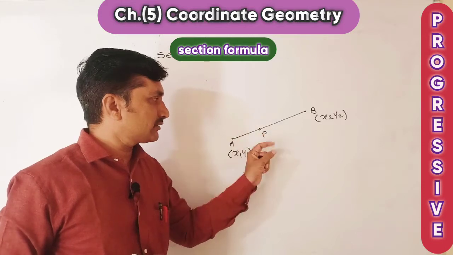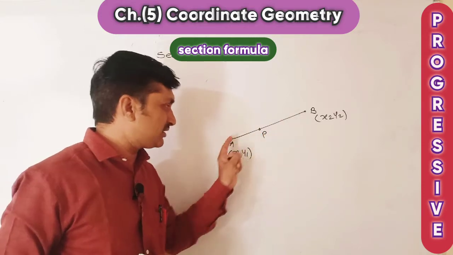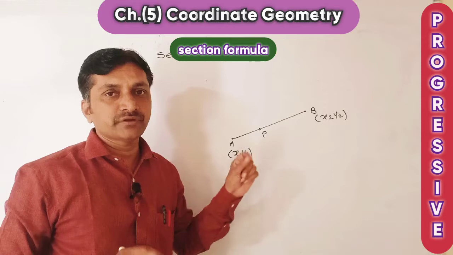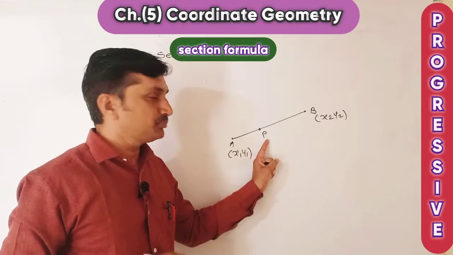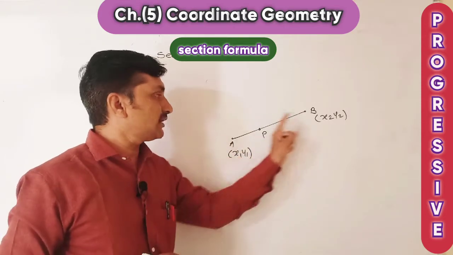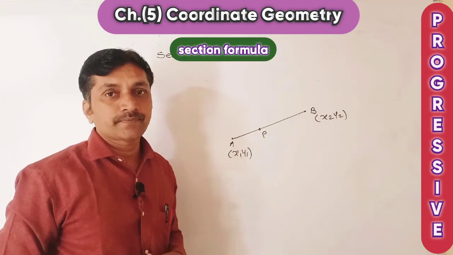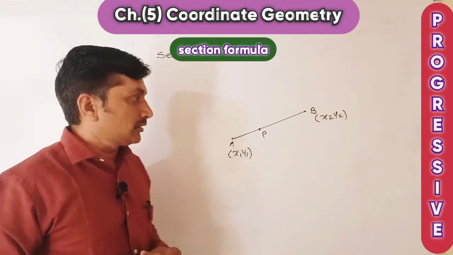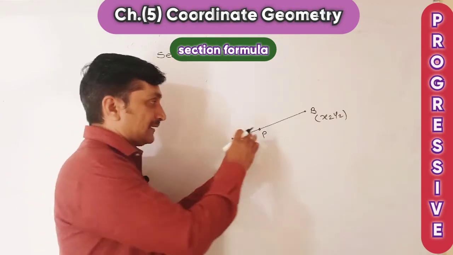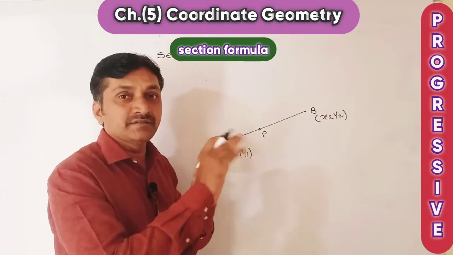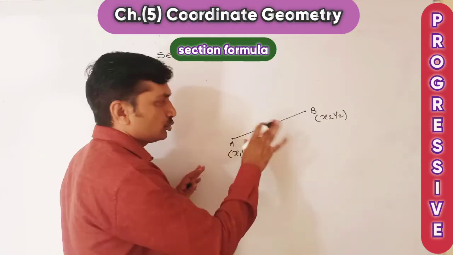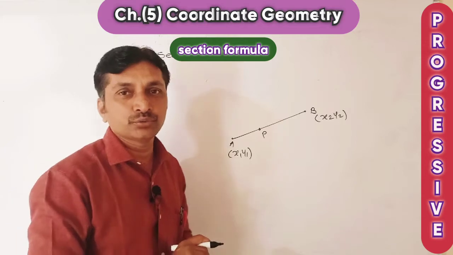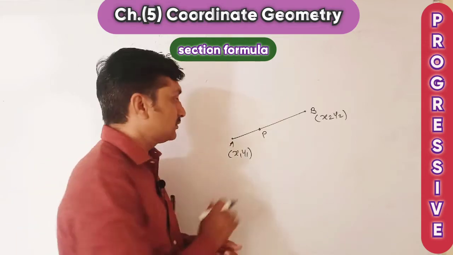Why are we saying internally? Because point P is between A and B. That's why we say point P divides seg AB internally. Now point P divides the segment in some ratio, but we don't know in which ratio it has divided.